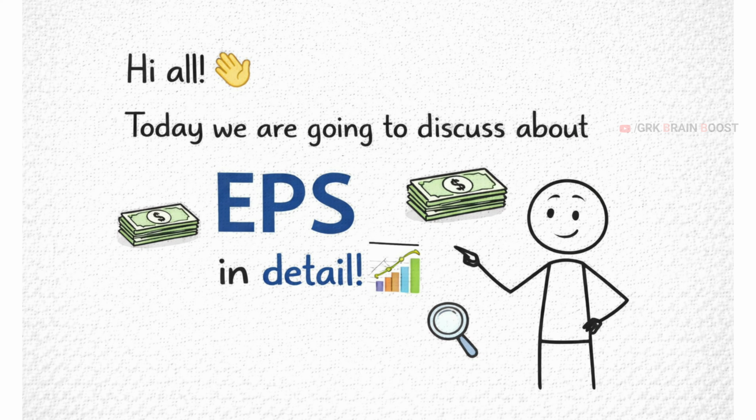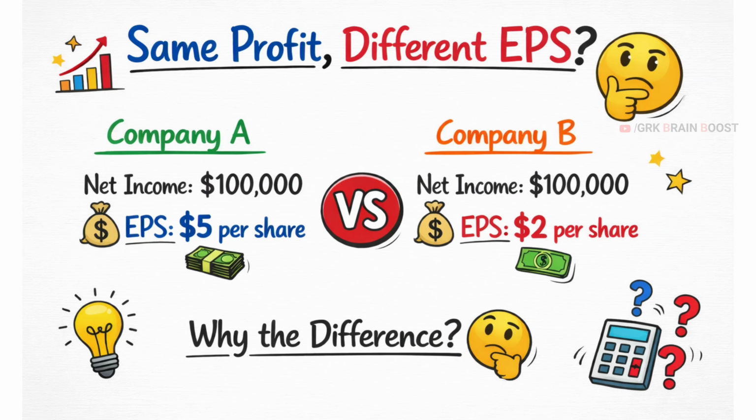In this video, we are going to discuss earnings per share in detail. Imagine two companies, both report a profit of $1 lakh, but one company reports EPS of $5 while the other company reports EPS of $2. Same profit, but why different EPS? How is that possible? That's exactly what we are going to understand today.